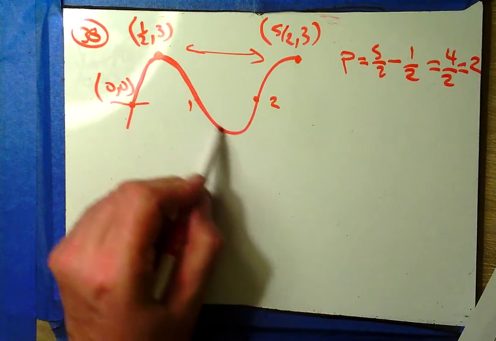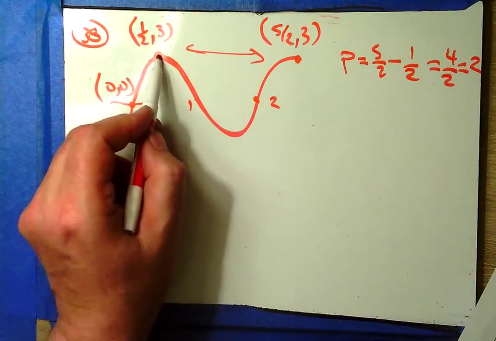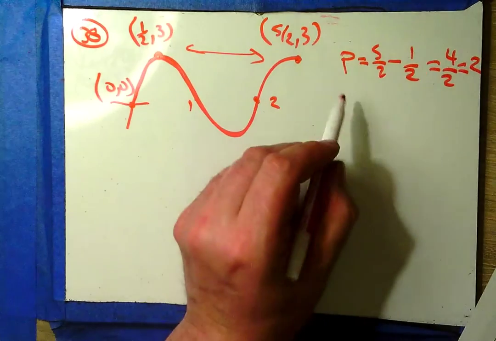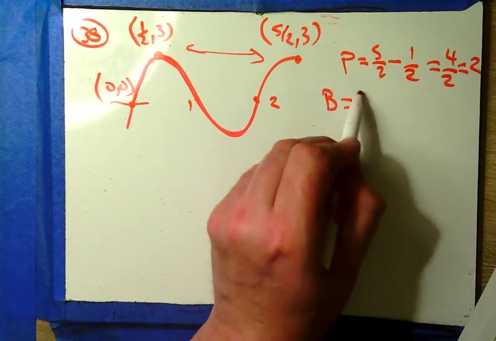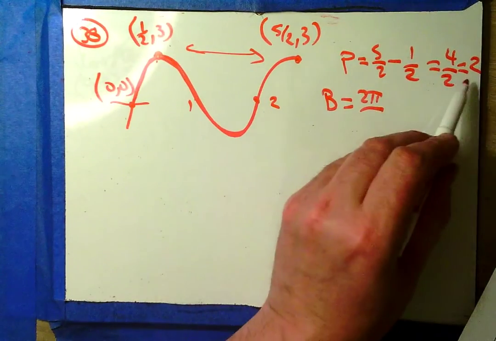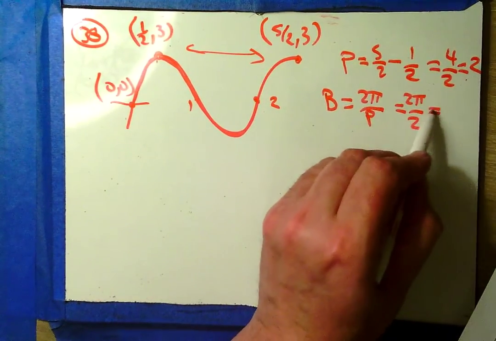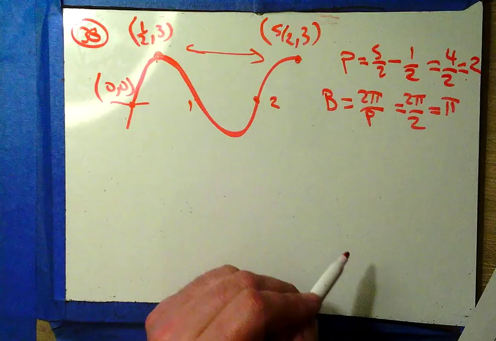And so here's one cycle of sine going from 0 to 2. But I saw it starting here and ending here. Okay, so our b value is 2 pi, because we've got a positive cosine graph, over our period of 2, and so our b value is pi.